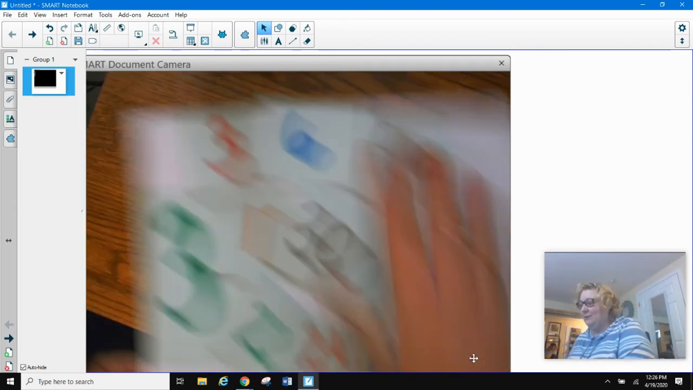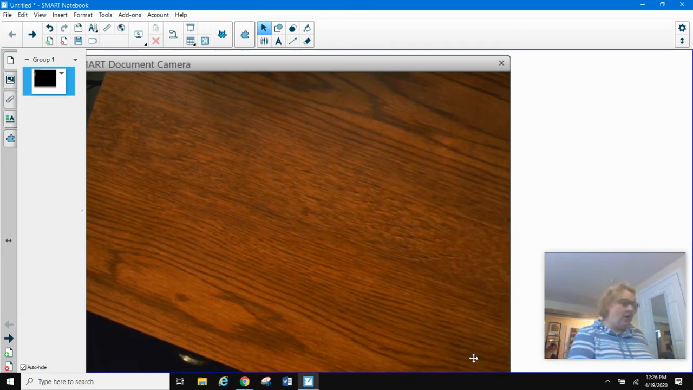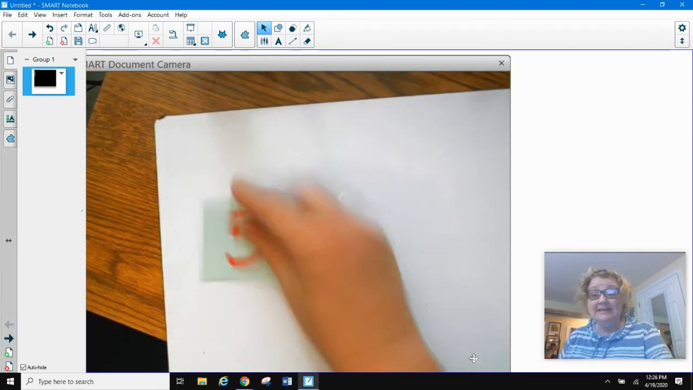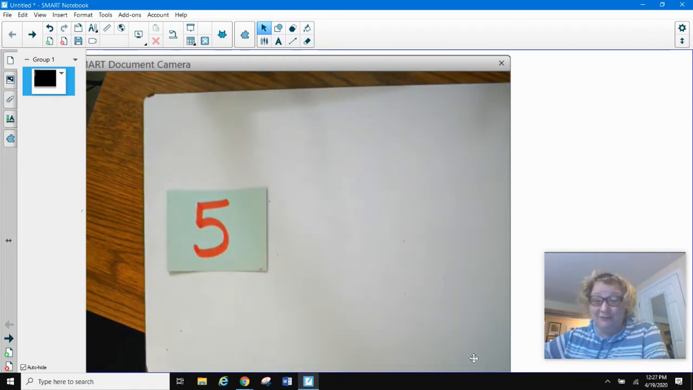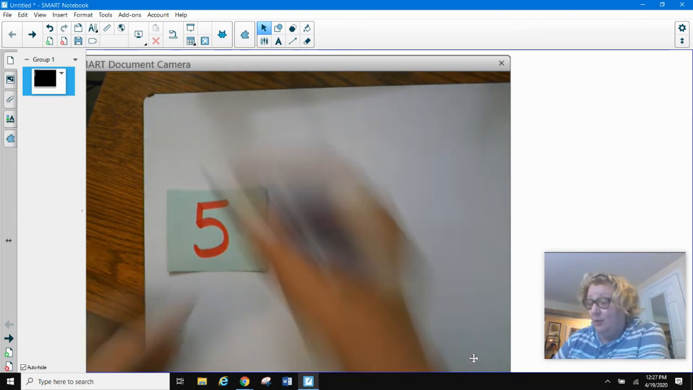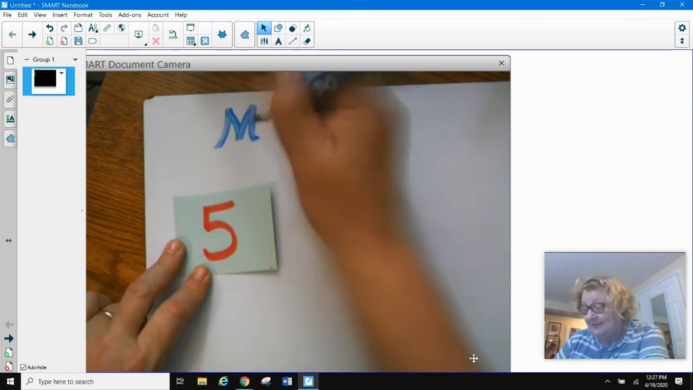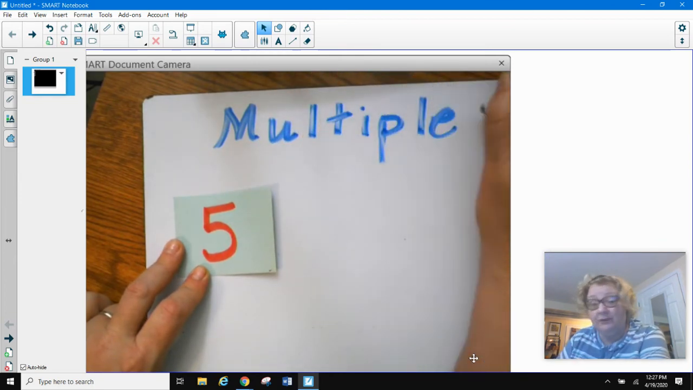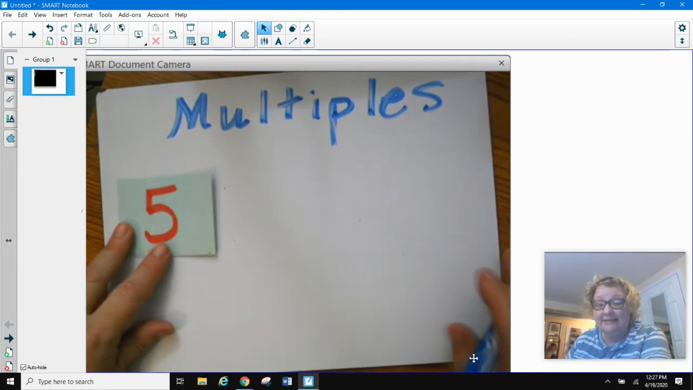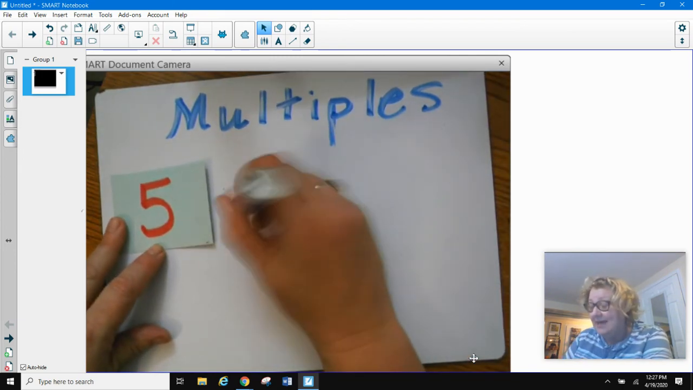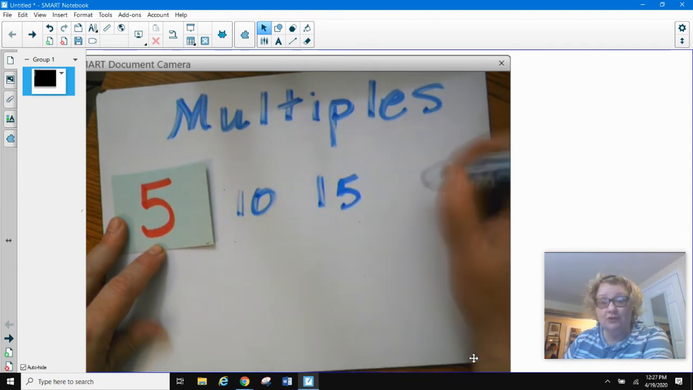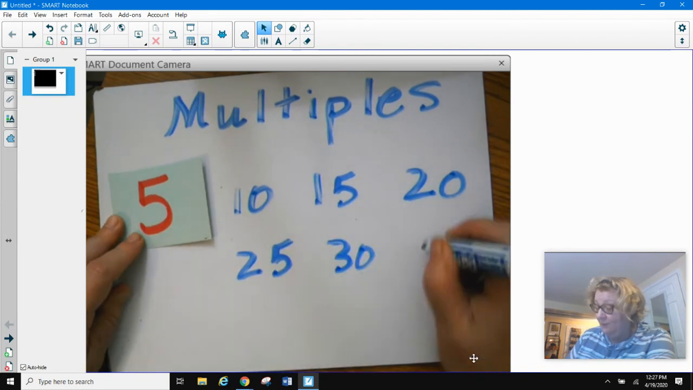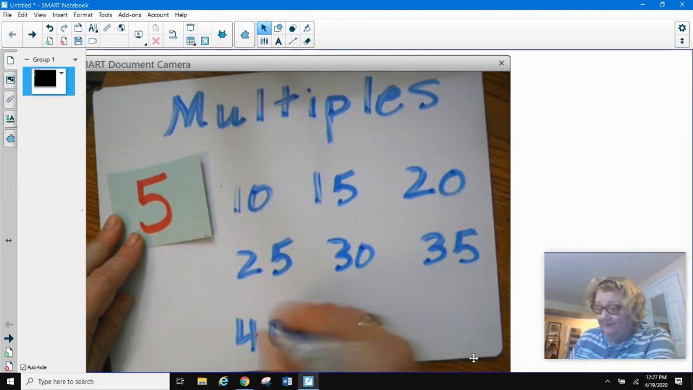All right, I'm going to give you a quick little challenge, okay? What are some multiples of 5? Because if you really think about it, how long have we been skip counting by 5s? We've been skip counting by 5s since maybe first, second grade. So we already know multiples of 5. We just didn't realize that that's what they were called. So let's count by 5s. 5, 10, 15, 20, 25, 30, 35, 40, 45, 50.